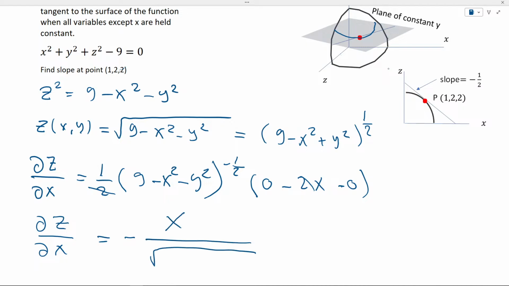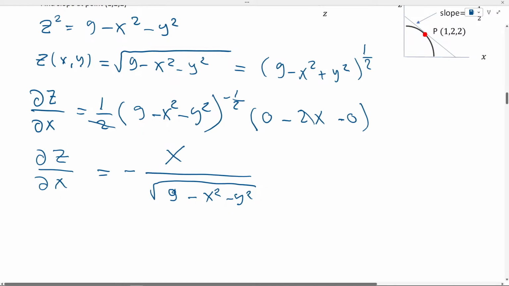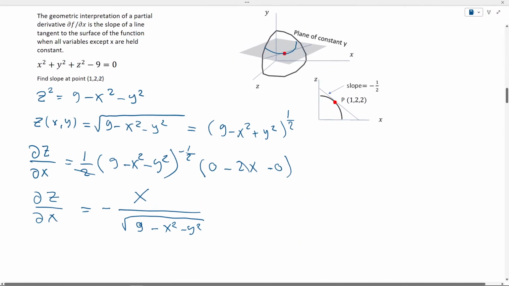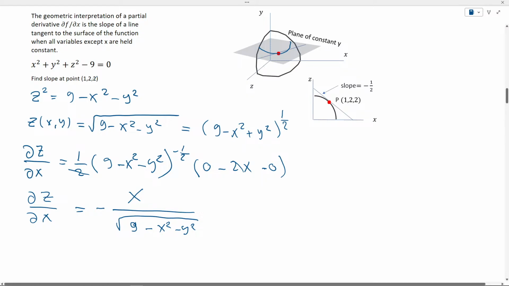I just bring this guy down, 9 minus x square minus y square. Now this becomes very simple. And this is great because now I can find the rate of change of z with respect to x. I can find how the surface is changing with respect to x. I have an equation that describes how z is changing with respect to x, but this equation also has my other variable y here.